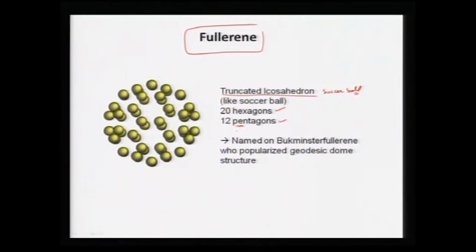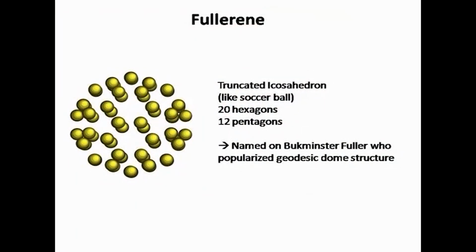And all these pentagons are not really joined with each other, they do not share an edge, but are joined through the hexagons. So, we can see we have hexagons out here, and they are joined by a pentagon, then again hexagon, then pentagon. So, we have a pentagon, hexagon, pentagon, hexagon kind of structure, and that is how it is joined to give it a curvature. That is the beauty of this particular fullerene structure, and it is named after Buckminster Fuller, who had popularized the geodesic dome structure.